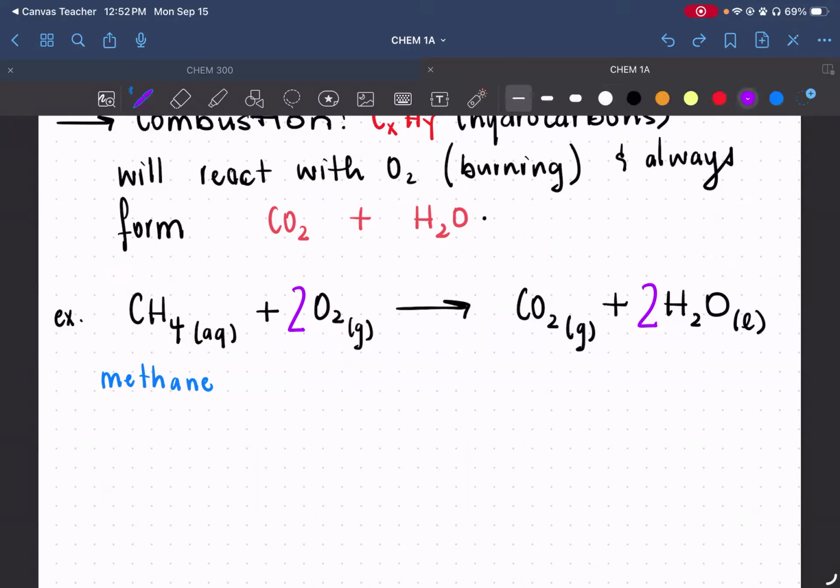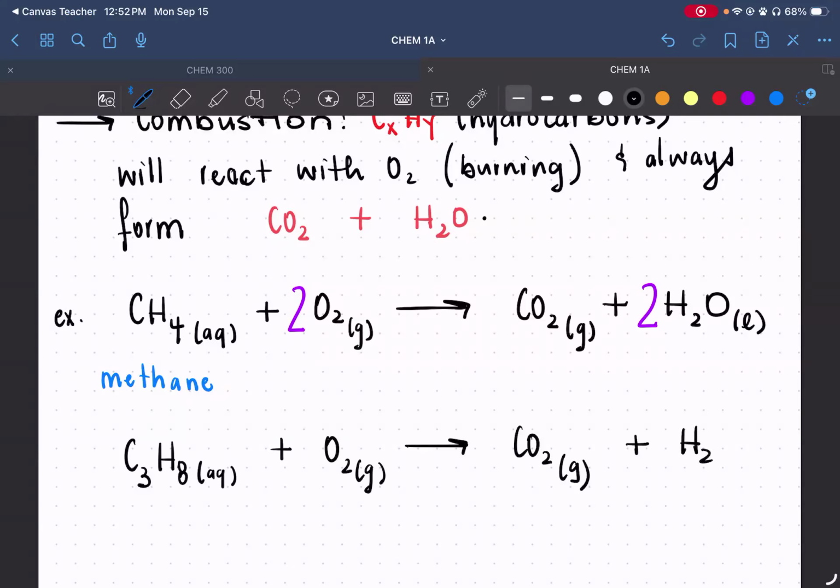Since the products are very easy to predict, they're always the same, it's the balancing that is challenging for most people. Taking another example, C3H8, which is aqueous. In the presence of oxygen, again, will always form CO2 gas and H2O liquid.